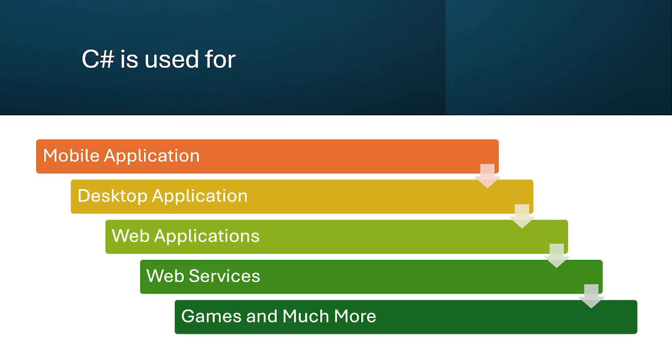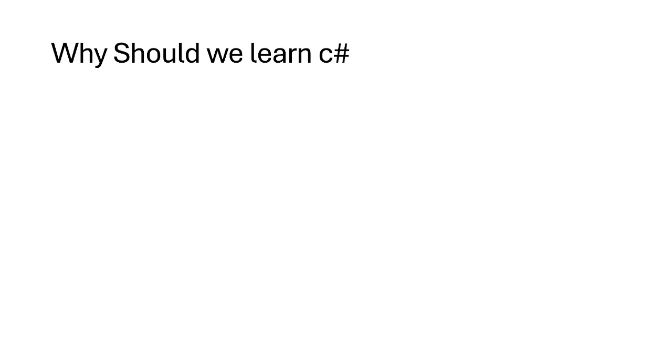Why do we use C sharp? That is the basic question. C sharp is used for mobile applications. We can use C sharp in desktop applications, web applications, web services, games, and much more. So C sharp is a very strong language. Now I'm going to show why we should learn C sharp.